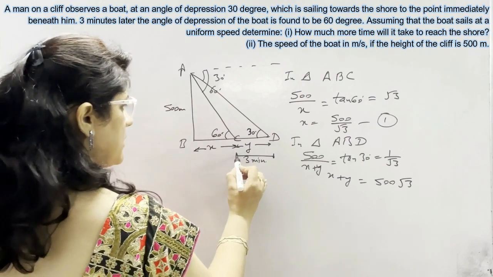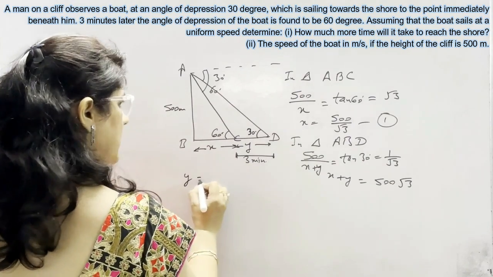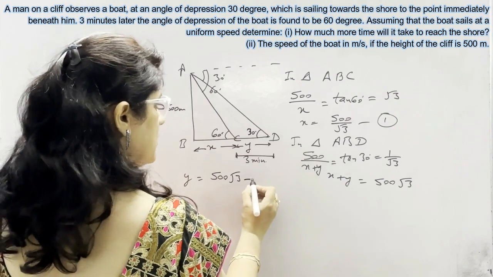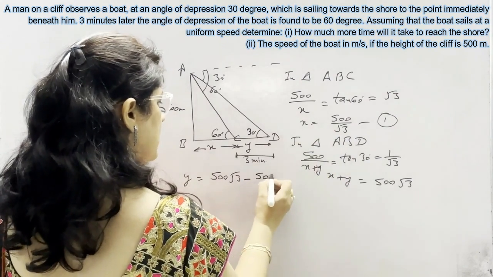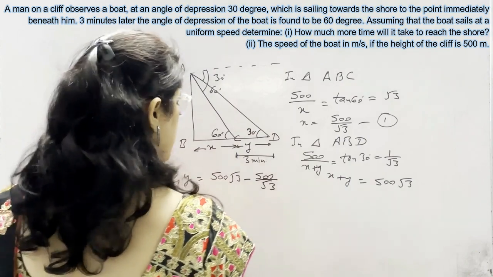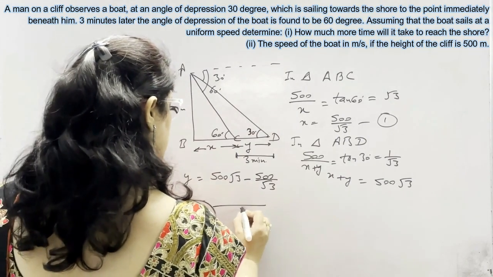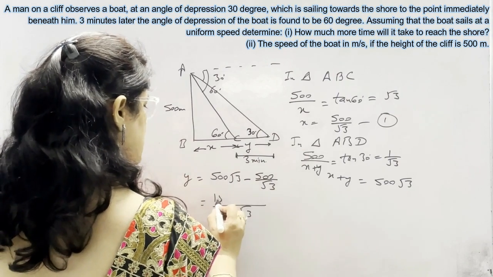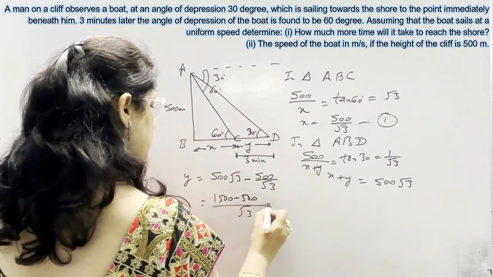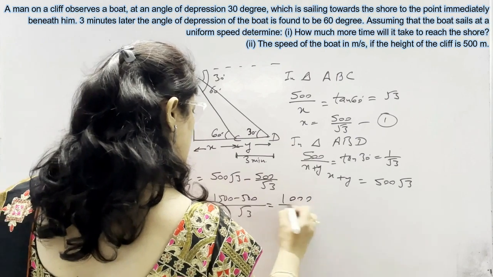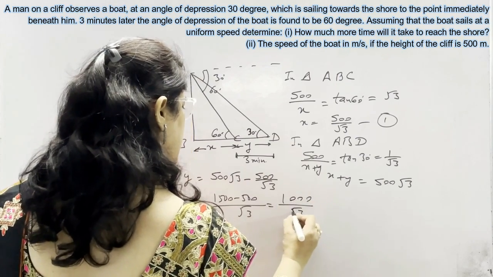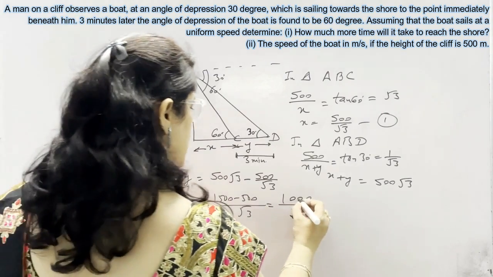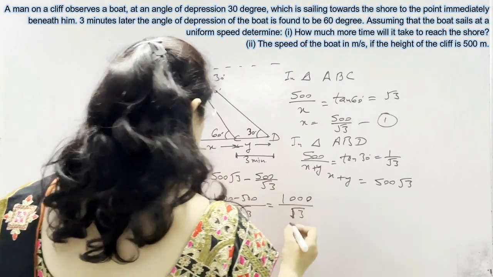We need to calculate this distance y. So y is equal to 500 under root 3 minus x. It means value of x is 500 upon under root 3. Taking LCM, under root 3, multiplying both 500 into 3, it means 1500 minus 500. Means 1000 divided by under root 3. This is the value of y. It means it is the distance covered.